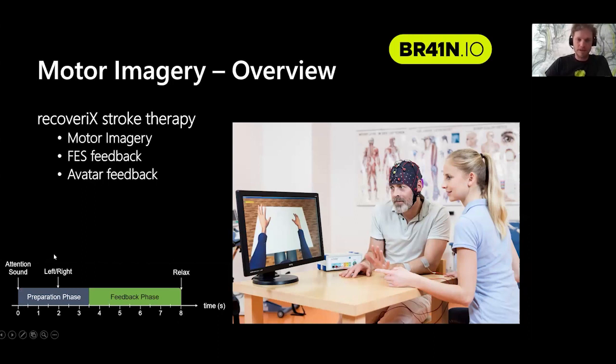One trial of left or right hand imagination lasts 8 seconds. There is an attention sound in the beginning, such that the subject knows, okay, now something will happen. Then after 2 seconds, there is a left or right hand cue, an indication which hand movement to imagine. Then the patient has about 1.5 seconds to go into this imagination. And after 3.5 seconds, the functional electric stimulator, the FES, will provide feedback to the patient until second 8. Then there is a relax stimulus to the patient and the trial ends. So that's the 8 seconds.